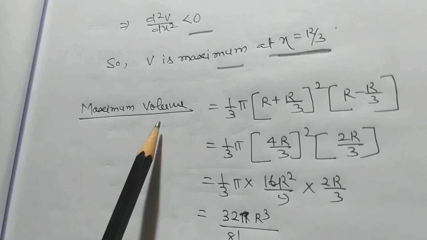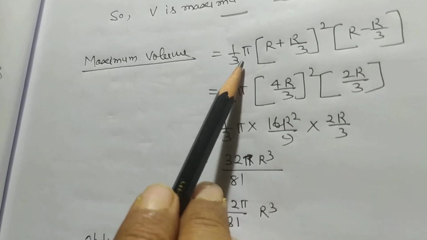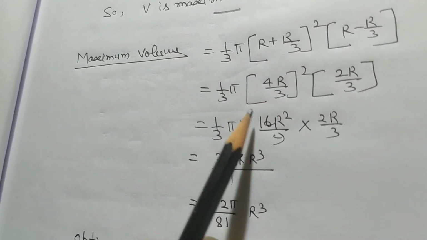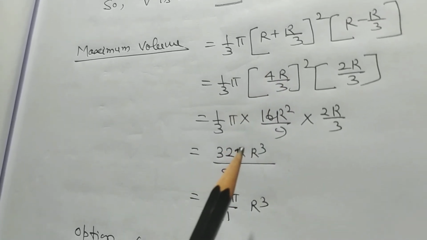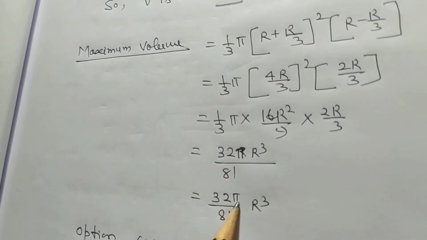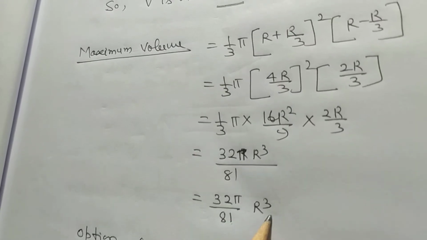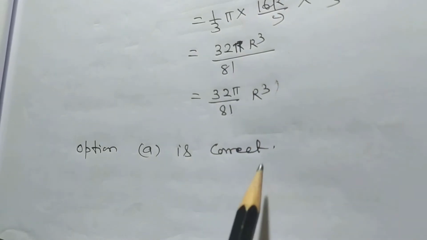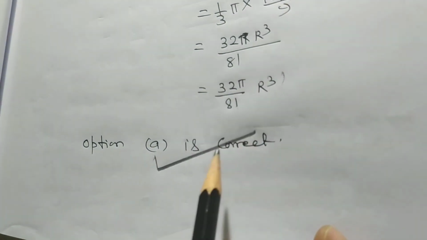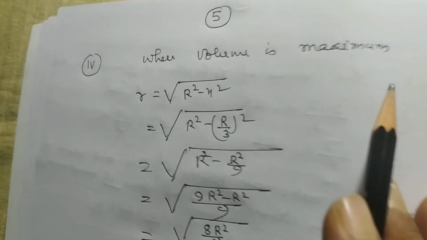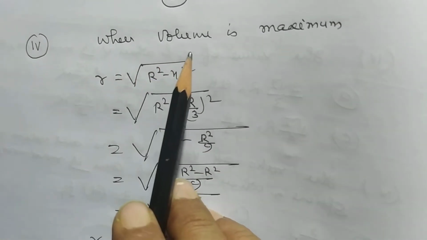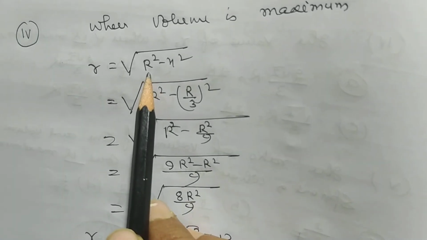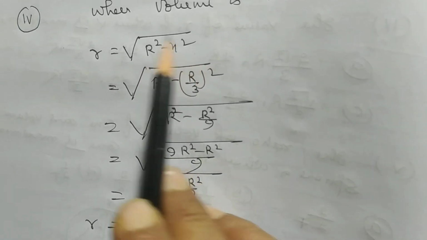So what will be the maximum volume of the cone? 1 by 3 pi r square h. In this way, after solving this, we will get 32 pi by 81 R cube, that is, 32 by 81 into pi R cube. So in this way, A is the correct answer. Now, in problem number 4, the volume is maximum when r is equal to the square root of capital R square minus x square.